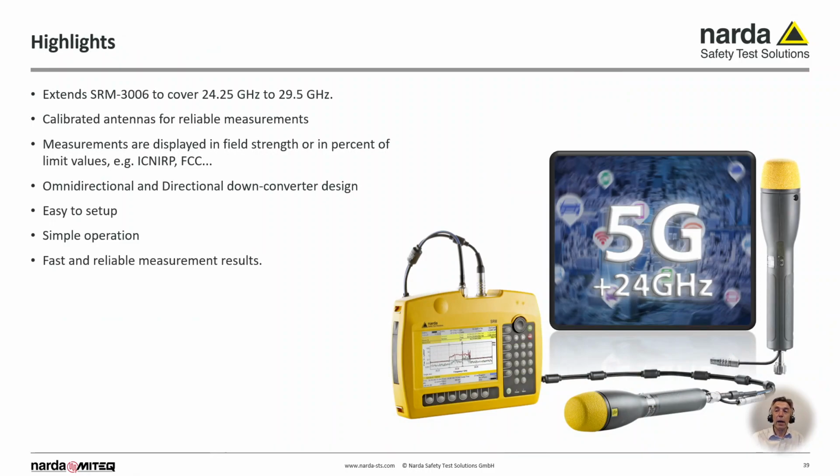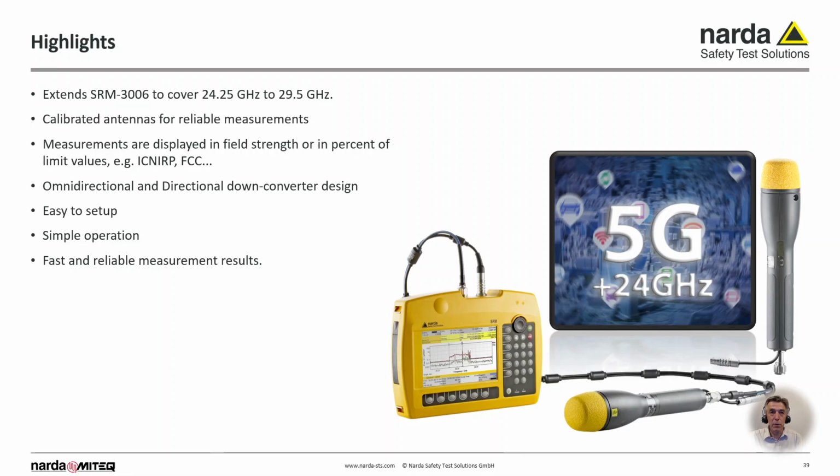So the highlights of these down converter antennas: you can extend the existing SRM 3006 to a frequency range of 24 to 29 gigahertz without hardware modification. The only thing you have to do on the SRM is a software update. You don't even need any kind of software option. The antennas are calibrated. All the calibration factors are inside the antennas, automatically transferred into the SRM, like you know it from other SRM antennas.